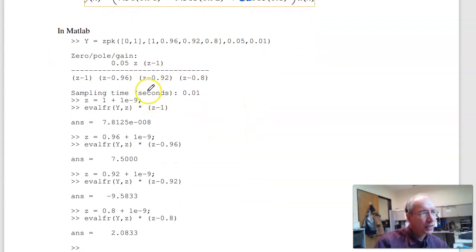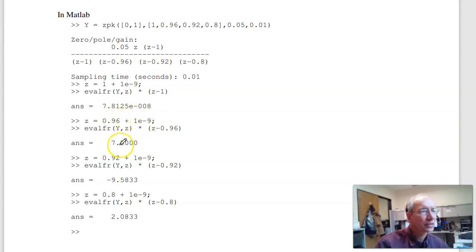To do partial fractions, I'm going to evaluate at plus 1, and just a point, just epsilon to the right of 1. Evaluate g of z at that point times z minus 1, and I should get 0. As that gets smaller and smaller, that gets closer. I don't want it to be too small, because then I run into numerical problems. At 0.96, there's your partial fraction term, 0.92, 0.8. So MATLAB also does partial fractions.